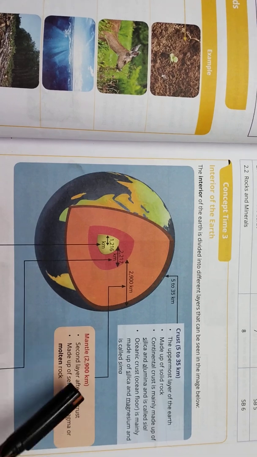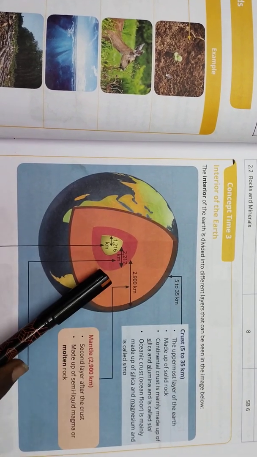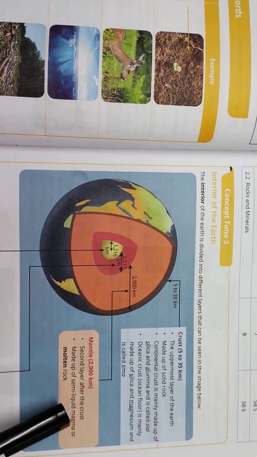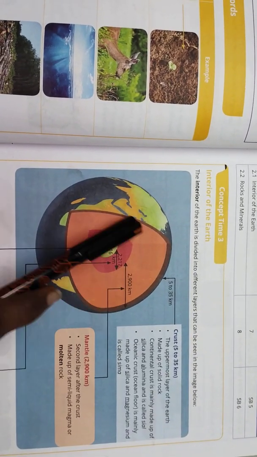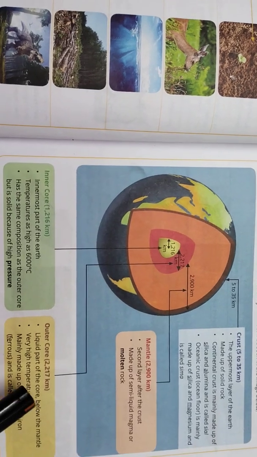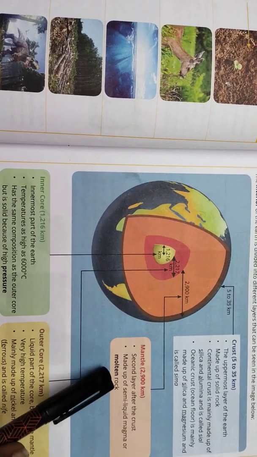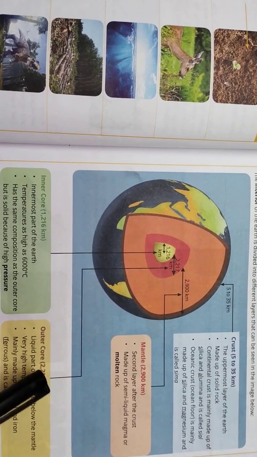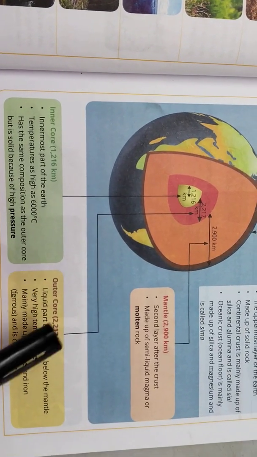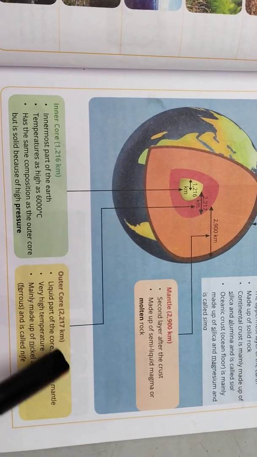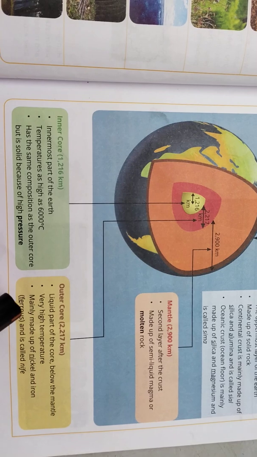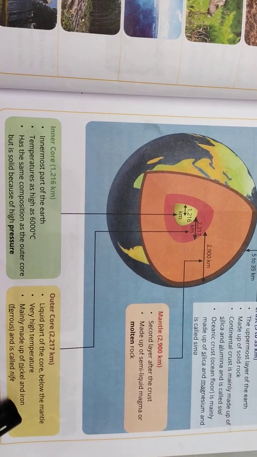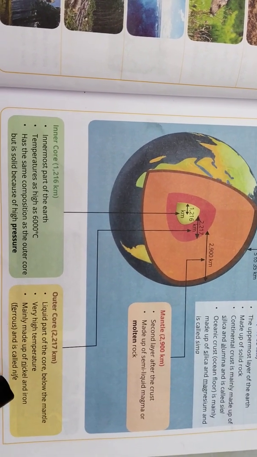Then mantle, the second layer after the crust, is made up of semi-liquid magma and molten rock. And the next part is the outer core. It is about 2217 kilometers, the liquid part of the core below the mantle, and it has very high temperature, mainly made up of nickel and iron. So it is called NIFE.